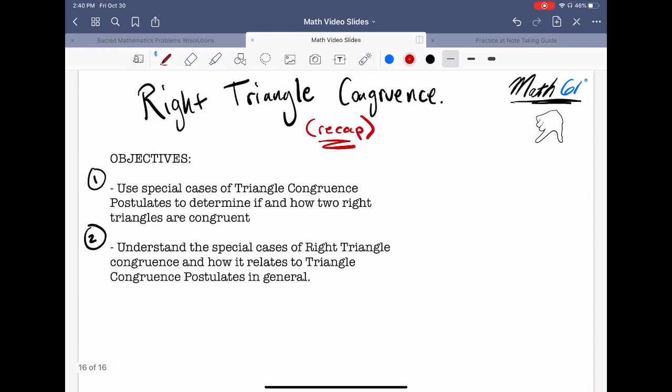So to recap our objectives, use special cases of triangle congruence postulates to determine if and how two right triangles are congruent. And we showed a better understanding of those special cases of right triangle congruence and how they relate to triangle congruence postulates in general. Hope this video was helpful.